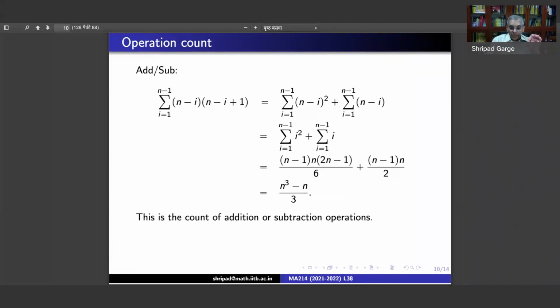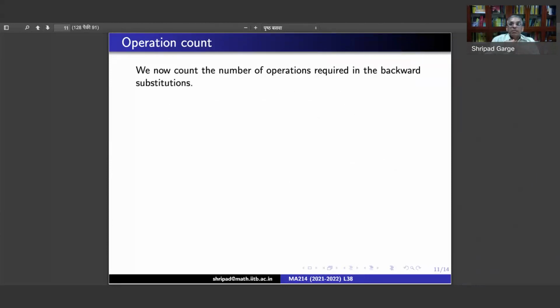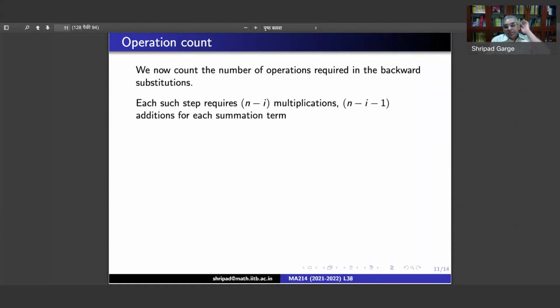So these two have been used to make the matrix upper triangular. Now we have to do the backward substitution. So the number of operations required in the backward substitution will be counted. Each such step will require n minus i multiplications. So assume that you are looking at the equation Ei, which has entries from x(i plus 1) up to xn, and there you would want to compute the variable xi. So there are n minus i multiplications.